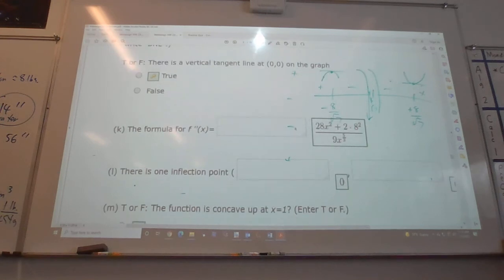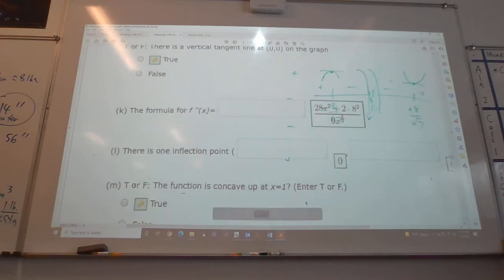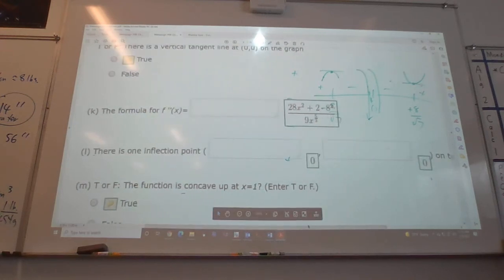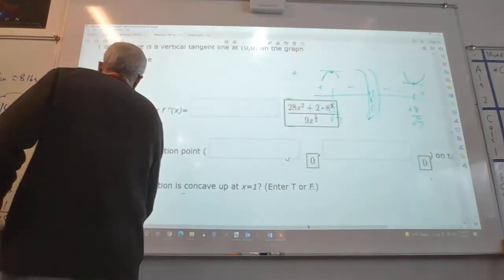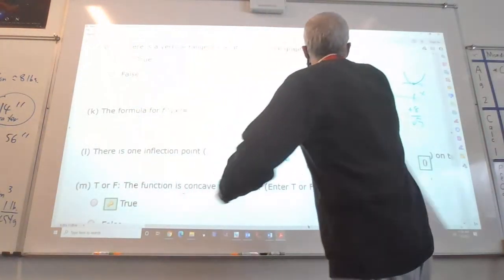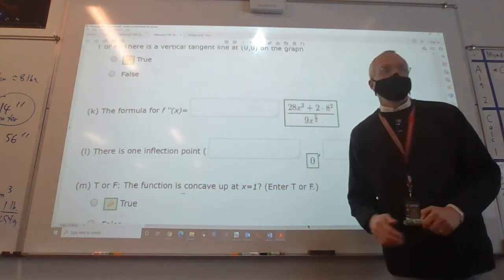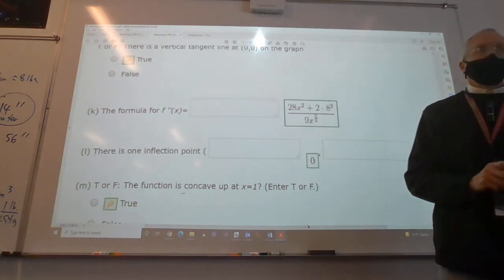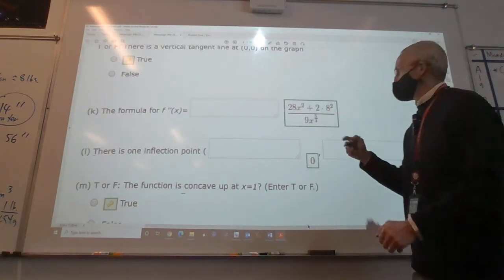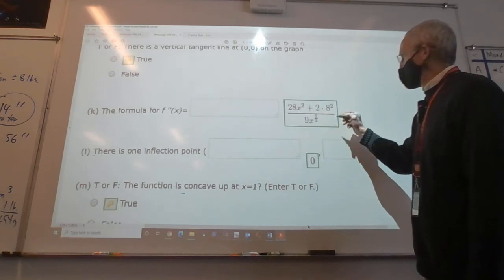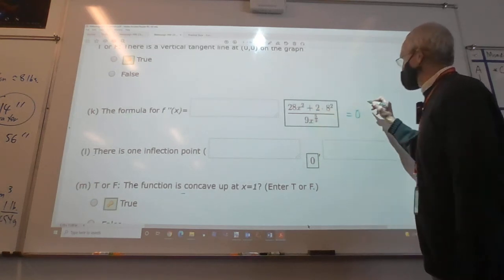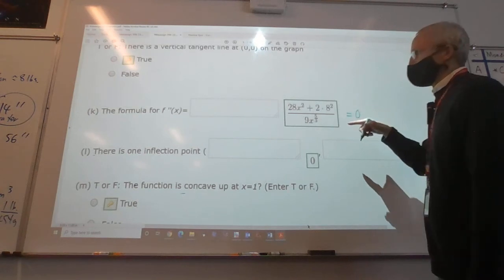The formula for the second derivative, it's not too horrible a formula. Okay, where's the inflection point? And they want to know the x and the y value, so that's where the second derivative is 0, or it switches over. Remember, the inflection points are not necessarily where the second derivative is 0. It's also where the second derivative could be undefined. So is there a place where this is 0? Oh, there is. So we have, oh no, there isn't.